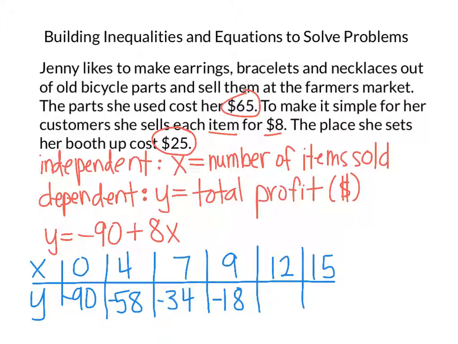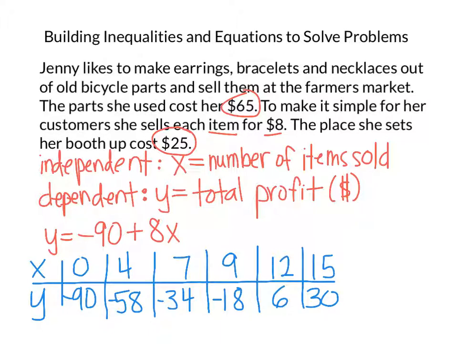Now 12 we know should put her a little bit into the black. Red, of course, is debt, and black is into the profit. So that's $6, and now for 15. So now she's finally at $30 profit.